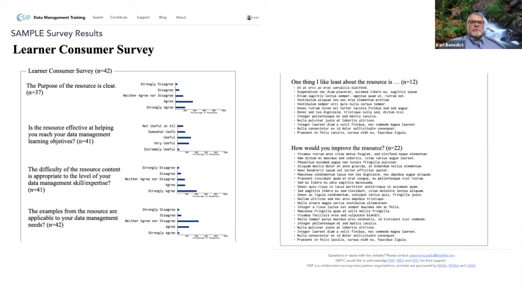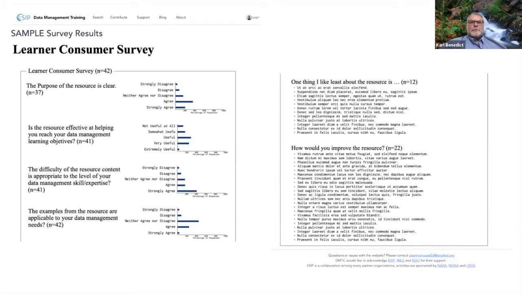Also, it's the training clearinghouse, and you keep referring to resources. Would it just be simpler and more direct to say the purpose of the training is clear? Is the training effective? I start wondering what resource. Oh, we're talking about training, so they're trainings. Call them trainings.